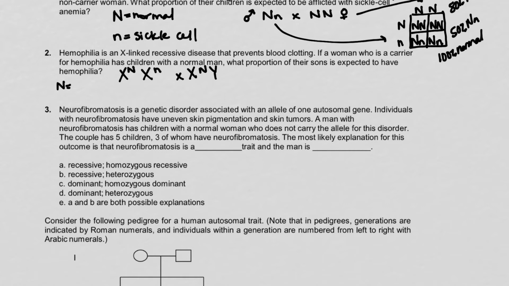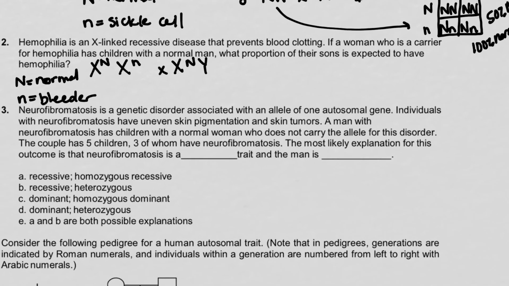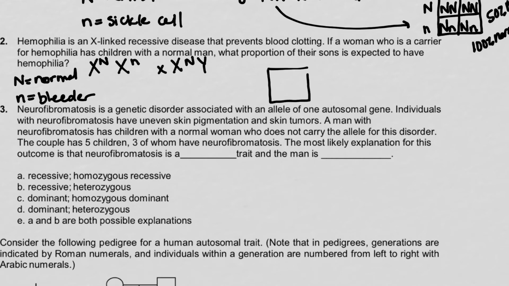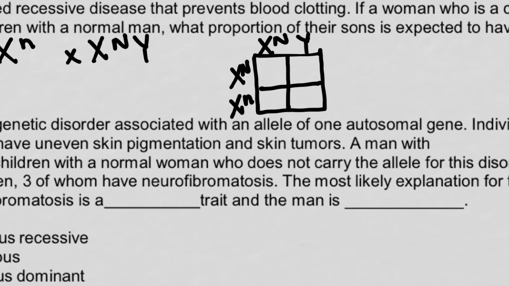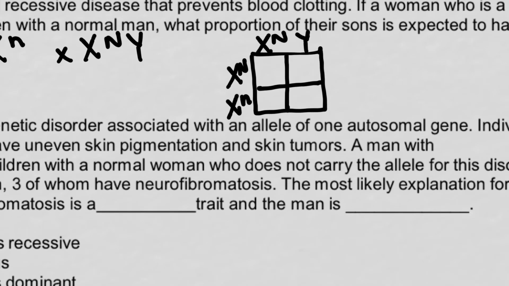And I can't remember what the designation for the hemophilia example was, but you don't have to use the same designation every time as long as it's a correct example. There's more than one for every problem, and then you're able to get the answer. So N in this case would be normal, and little n would be bleeder. And they're asking what proportion of the sons. Well, let's do the cross. We can go ahead and do this portion, but these are the females, so they weren't actually part of this question.